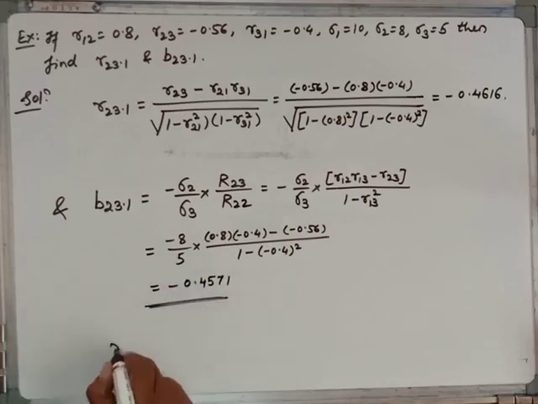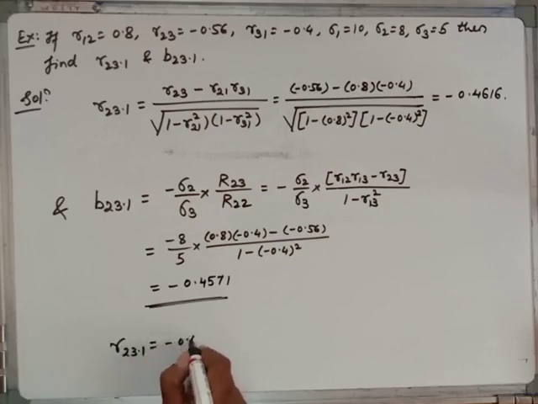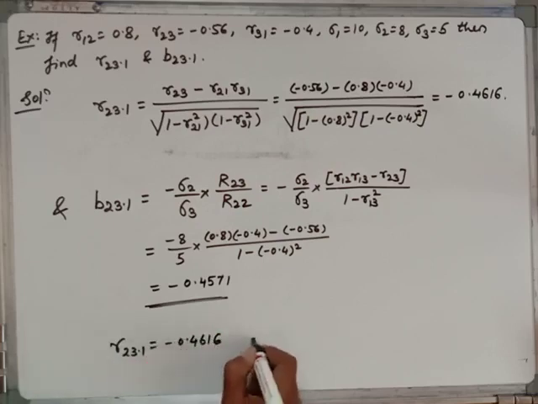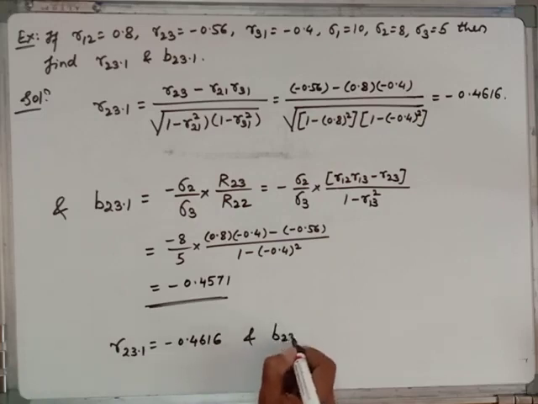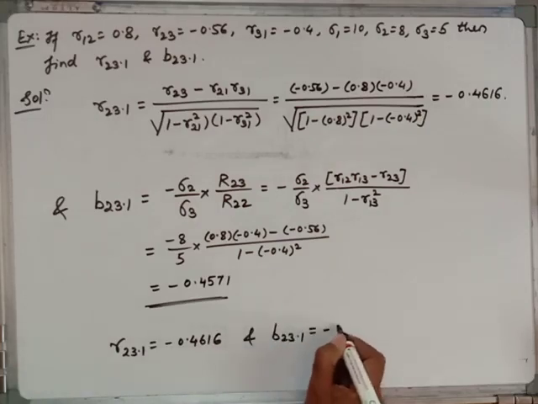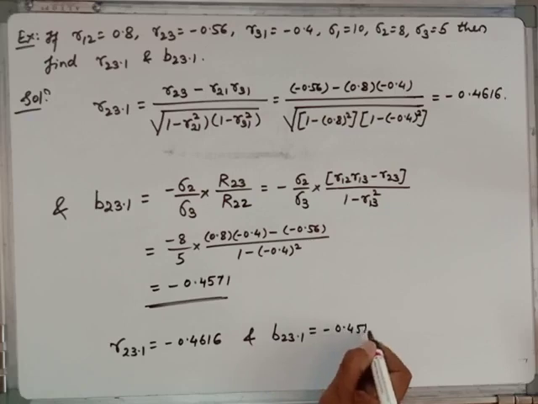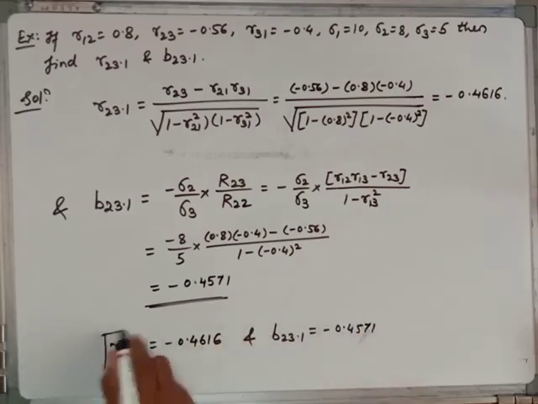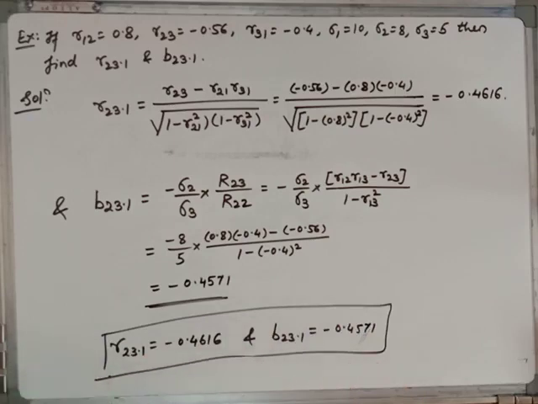So here what is asked? R23.1 will be minus 0.4616 and B23.1 is minus 0.4571. This is the required answer. Let's go for the next problem. Next example.